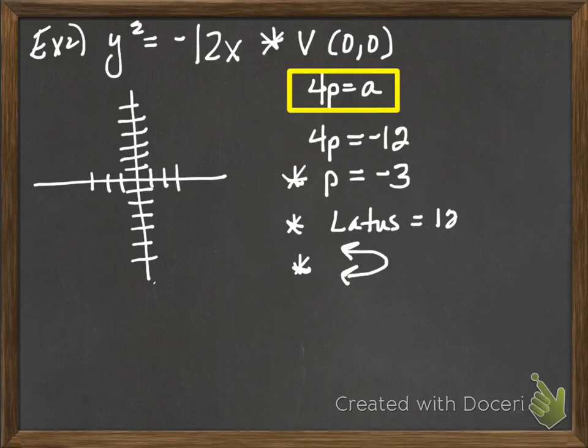So we're going to graph our vertex, (0, 0). We're going to look at our p-value and the direction of our parabola. So our p-value is negative 3. That's because the parabola is going to the left. So you're going to travel p units to the left and graph your focus. Through your focus is your latus rectum. And since your latus rectum is 12 units long, half of 12 is 6. So you're going to go up 6 and down 6. And then you'll sketch your parabola through those 3 outer points. So the bigger the latus rectum is, the wider the parabola will be, no matter what direction it's going in, up, down, left, or right.